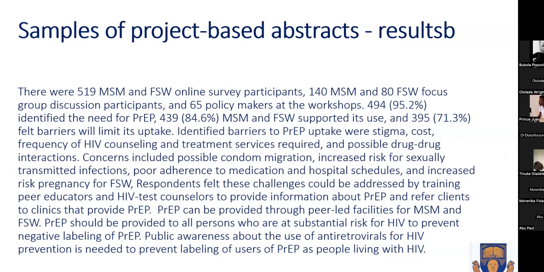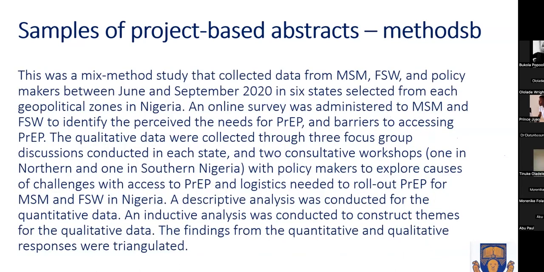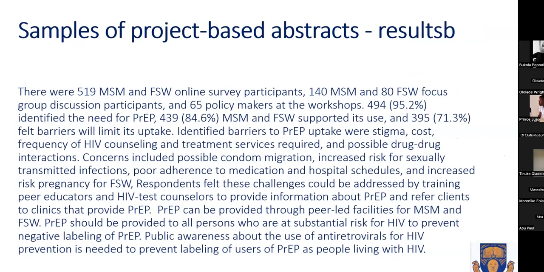395 felt barriers will limit its uptake. That is what the online survey says. What was the online survey going to look for? Let's look at it. Remember his methodology. He says an online survey was administered to identify the perceived need and barriers to PrEP. That is all. His result says 495 identified the need for PrEP. The 400 that supported its use, that one is extracurricular already. 395 felt barriers will limit its uptake. Finished.